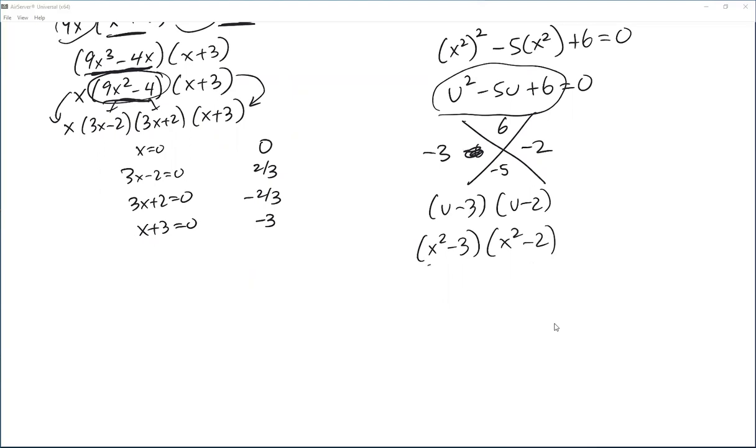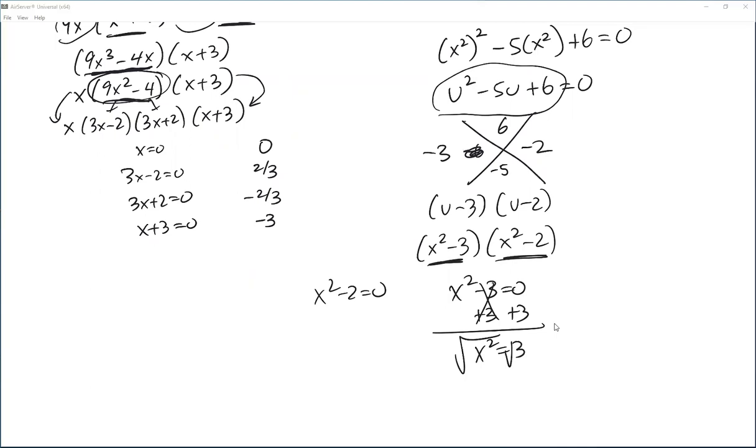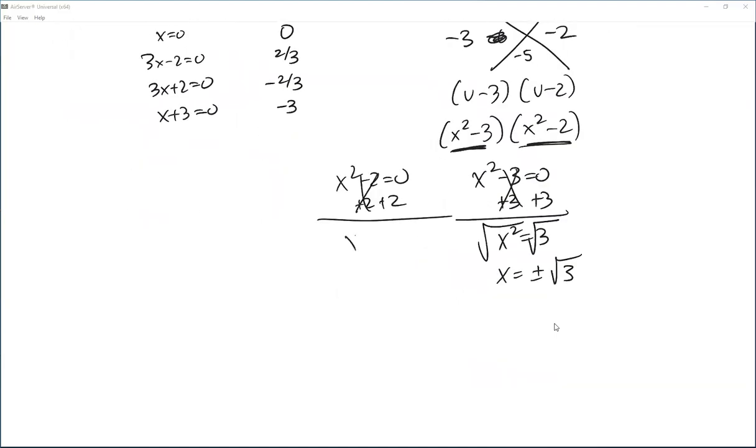These are not factorable. They're not the difference of squares here. 3 is not a square, 2 is not a square. So we just make each equal to 0. x squared minus 3 is equal to 0, and x squared minus 2 is equal to 0. Add the 3 to both sides, so x squared is equal to 3. You get the square root of both sides, and you get plus or minus radical 3. A lot of you guys did the i here, but that's not correct. You add the 2 here, so x squared is equal to 2.